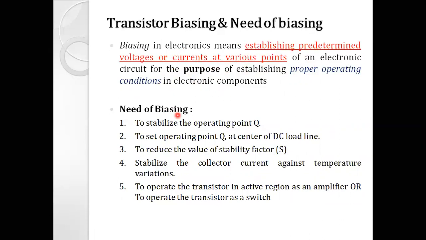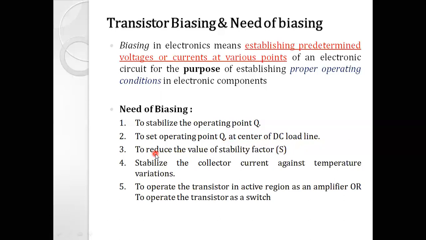Need of biasing. Why do we need biasing in this transistor or in any electronic circuit? The first requirement of the biasing is to stabilize the operating point. Within a few moments, I'm going to define the operating point, so you will understand what is the meaning of operating point. Second is to set the operating point at the center of the DC load line. So here the second terminology is the DC load line. That also I am going to define within a few moments.